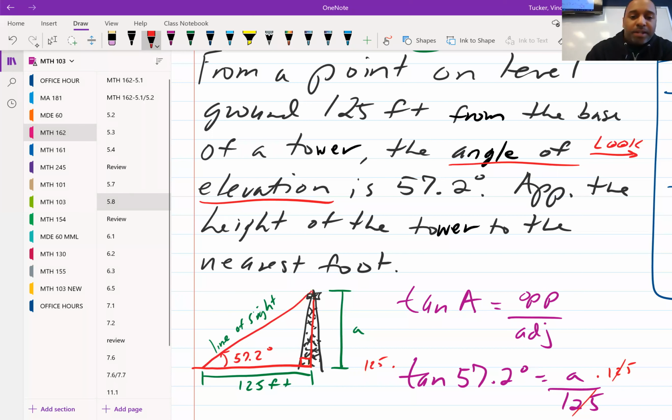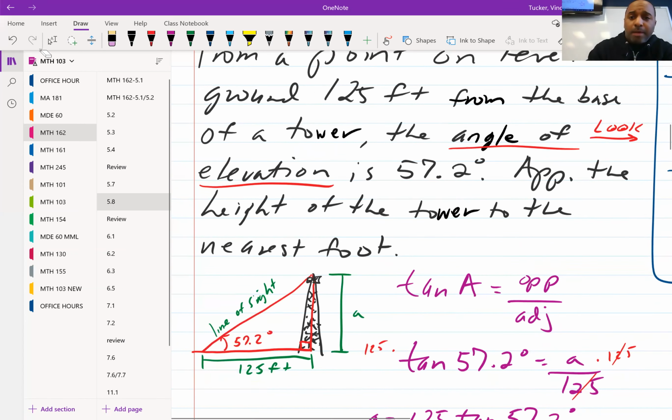So we got the tower right here, and then 125 feet from the tower, it's right here. And then it says the angle of elevation, so that's what's going down right here at this 57.2. And we want to know the approximate height of the tower. Based on the angle and the given information, that lets you know what trigonometric function you will be using. You want to know A, that's the missing piece, but you have 125 feet that's given, and the angle that you're dealing with. So you would use tangent because that deals with opposite over adjacent.